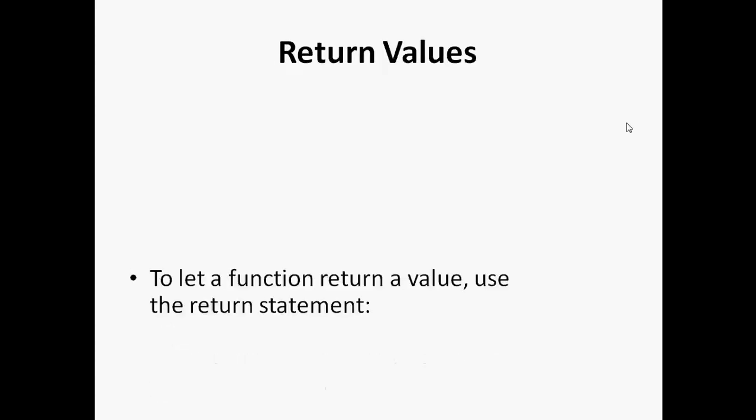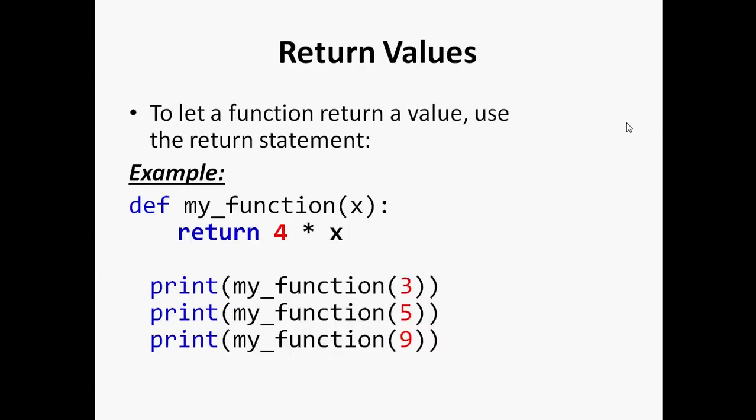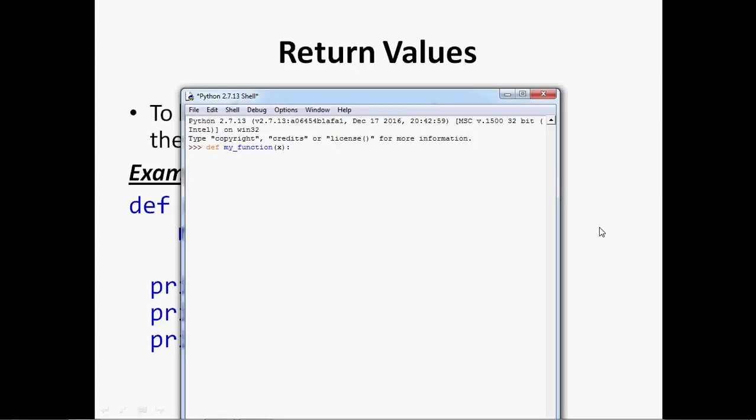A function can also return a value. To do this, we use the return statement. For example, while defining this function, I have taken parameter x and this function will return the value of x multiplied by 4. Whenever you call this function, it will always return the multiplication of 4 with the value of x which will be passed as an argument. Let's run the example with similar code.